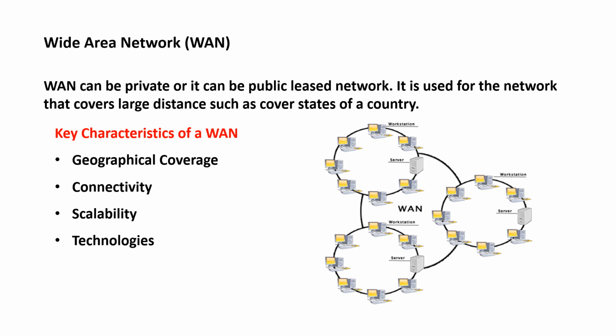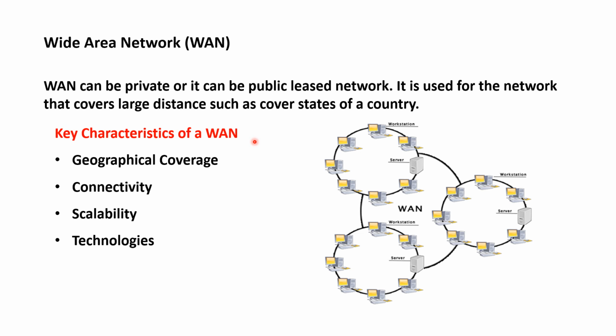A wide area network is a large scale network that spans broad geographic areas, often covering cities, countries, or even continents. Unlike local area networks or MANs, which serve smaller localized areas, WANs are designed to connect multiple LANs or MANs, providing extensive connectivity over long distances.